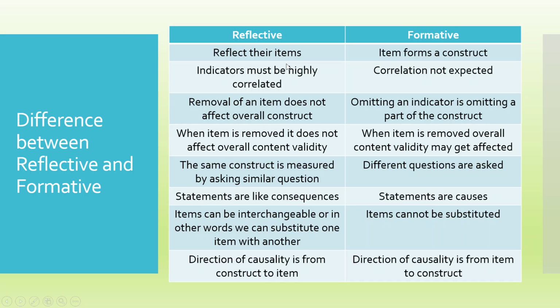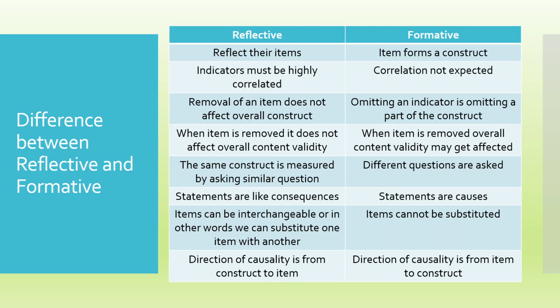In the first slide only, we have discussed that the arrows will be moving away from the construct. In the case of formative, items form the construct. In the case of reflective, indicators must be highly correlated. We had taken the example of a reflective model: if a person is drunk, then all the characteristics of a person being drunk will be exhibited simultaneously. In the case of formative, correlation is not expected.